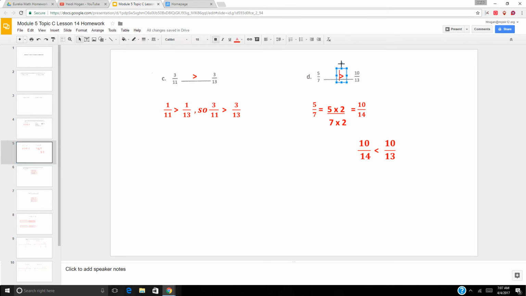I need to rotate this. Let's see if it'll do it for me. Whoops, rotate for me.